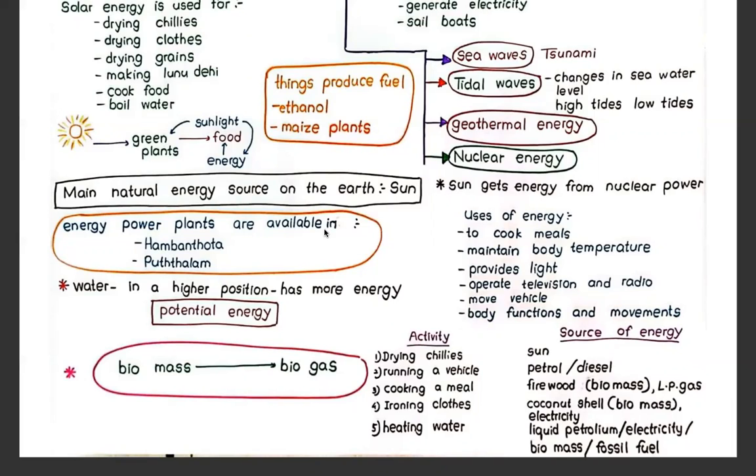We have a type of plants called energy power plants, and you can see them in Hambantota and Puttalam. Then water. If we take water which is in a higher position, it has more energy. So water in a higher position has more energy.